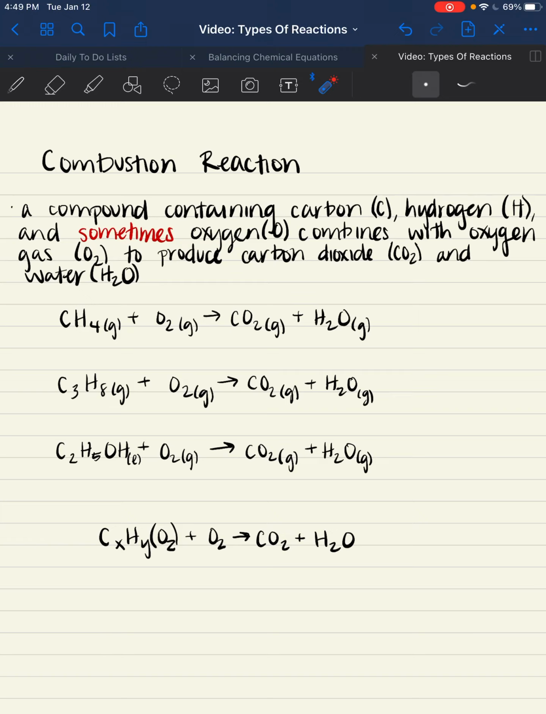So some amount of carbon, represented by X, we don't know how much there is. Hydrogen, again, represented by a different variable since we don't know the amount. And then sometimes oxygen. So notice this oxygen is written in parentheses with that variable Z because we don't know how much of it. It's going to combine with oxygen gas, which is O2, and we get carbon dioxide and water.